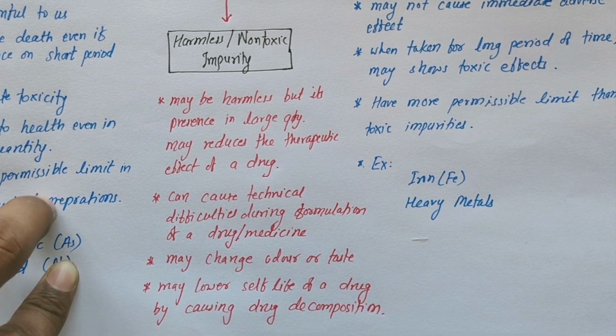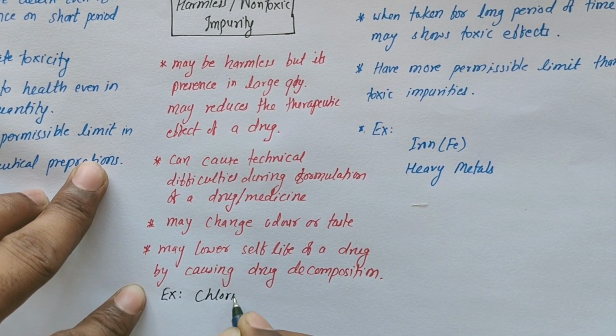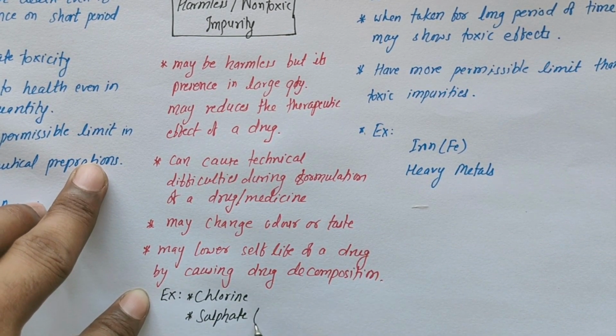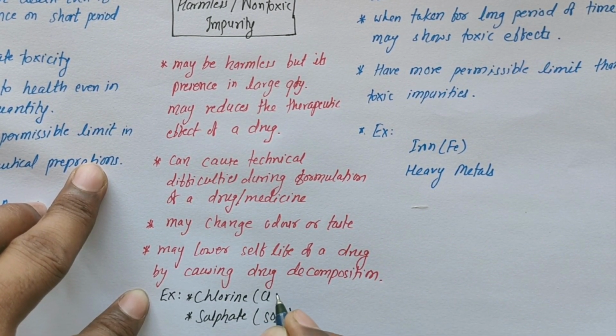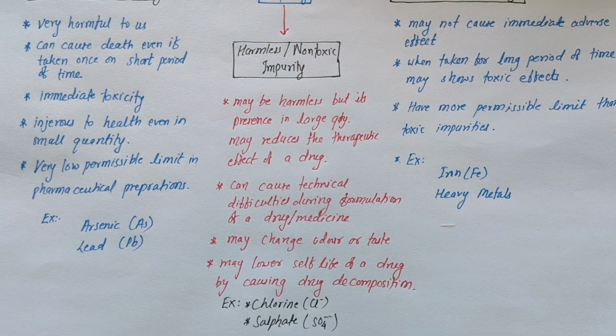Okay, that is the shelf life of a drug. Examples are chloride and sulfate. Okay, this is all about harmless or non-toxic impurity. With this, the classification of impurities is over.